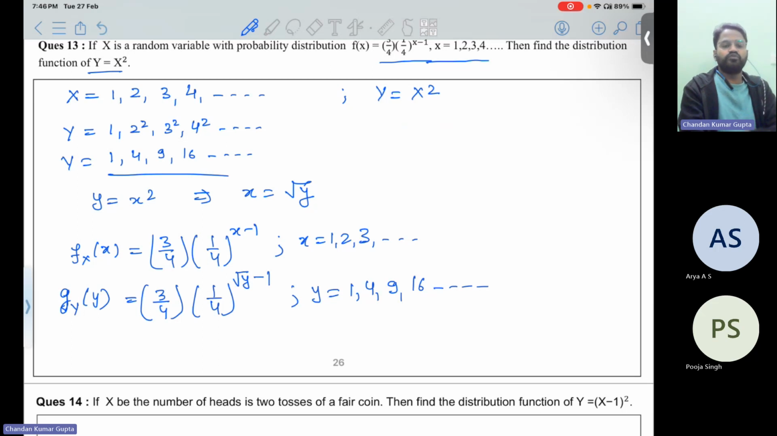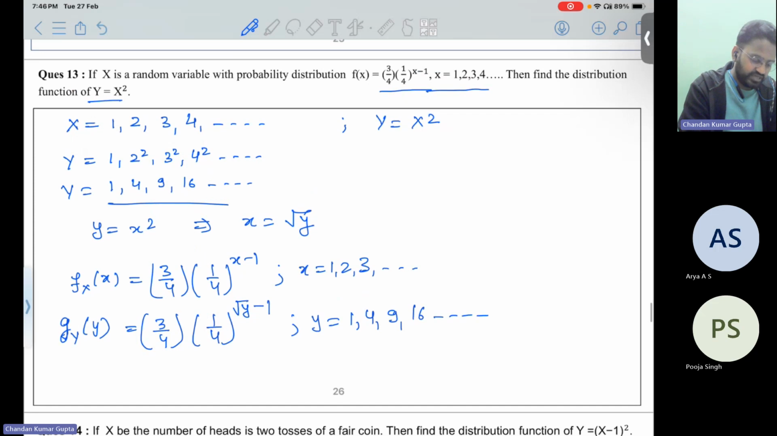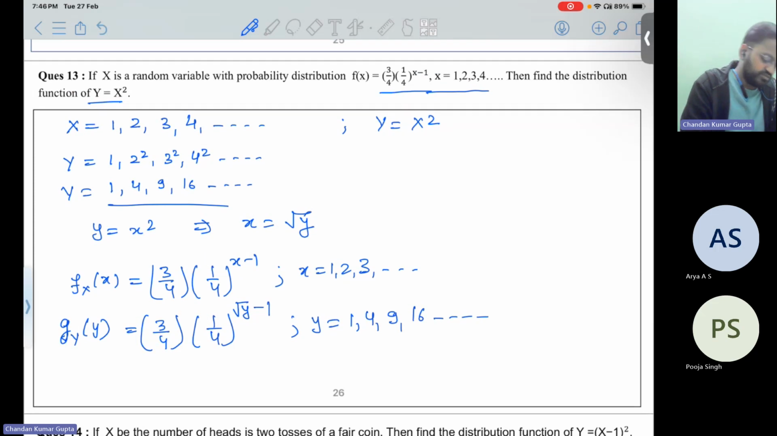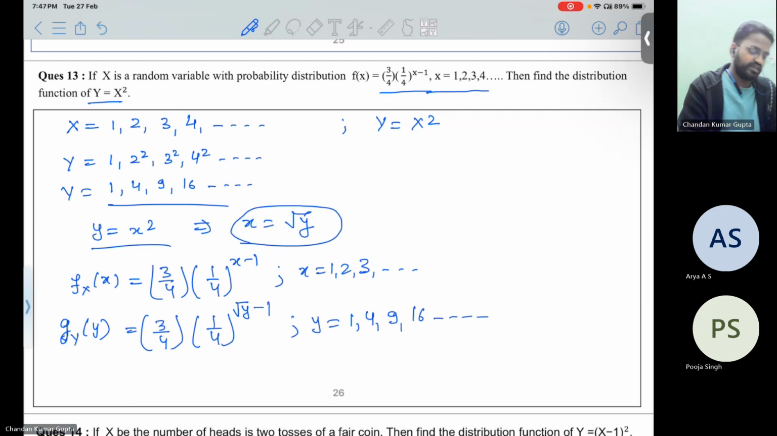When we are dealing with a discrete random variable and it is a one-to-one function between x and y, in that case we will directly replace one variable with the other variable using the given relation. Like here, y equals x square, that means x equals root y. So we will replace the value of x with root y.